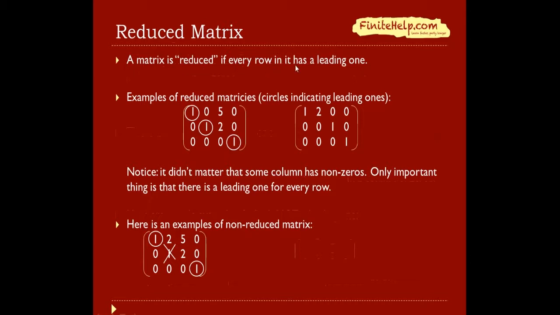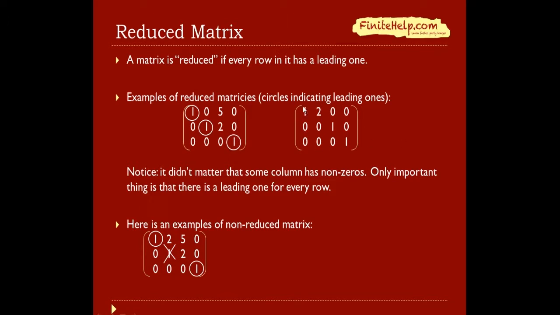So a matrix is considered reduced if every row has a leading one. So let's look at this matrix. This is a row reduction. This is a reduced matrix because here we have a leading one for the first row. This is a leading one with a column full of zeros. And here we have a leading one for the second row because this is the first one with a column full of zeros. And the last row also has a leading one with this one full of zeros.